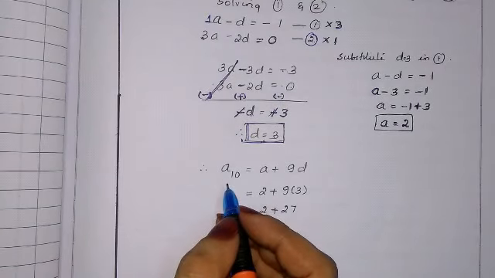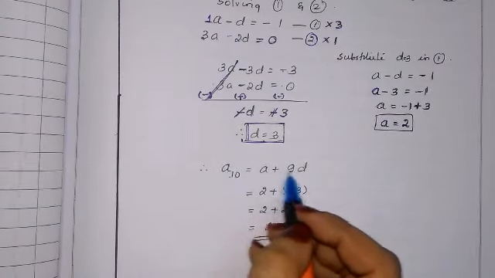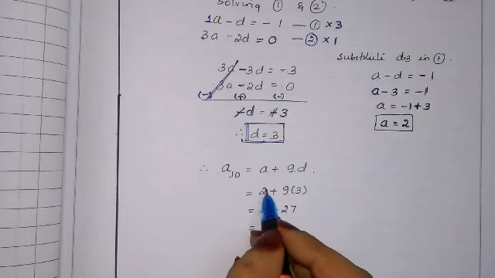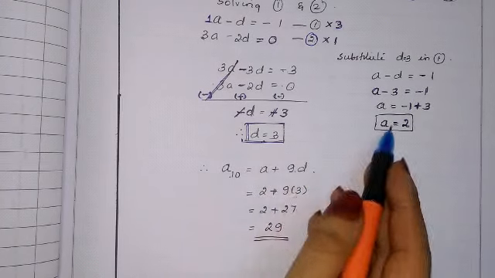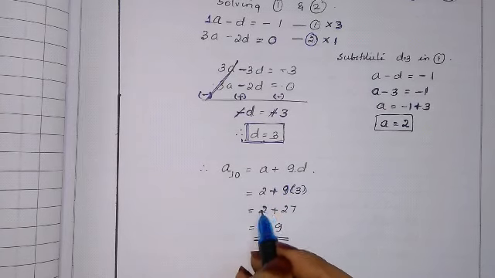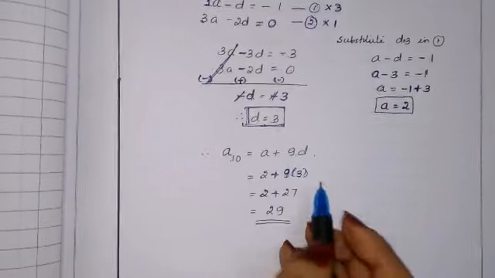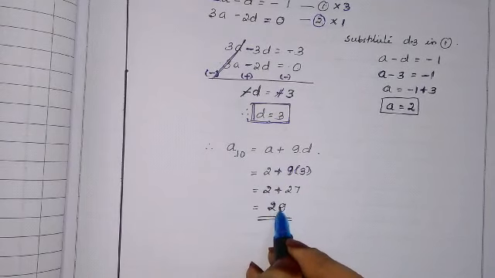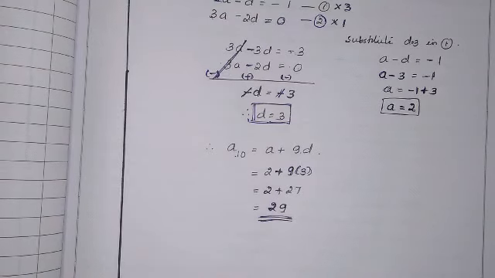Therefore, what they have told is to find the 10th term. A10 is equal to A plus 9D. 2 into A value 2, plus 9 into D value 3. 2 as it is, plus 9 3s are 27. 27 plus 2 is 29. So this completes question number 35.